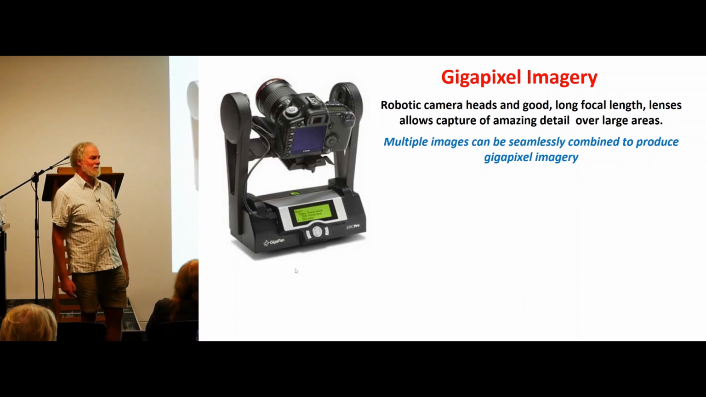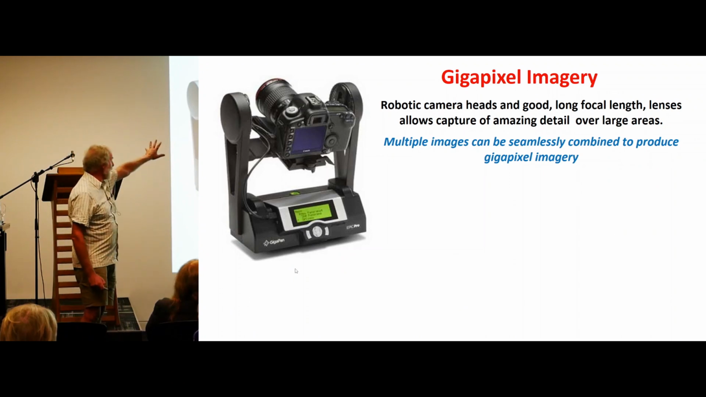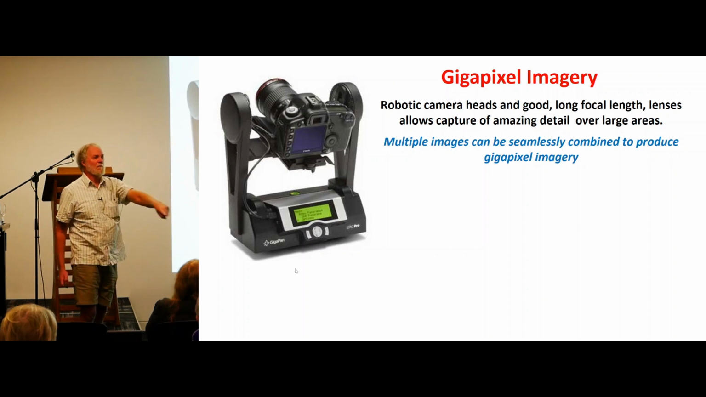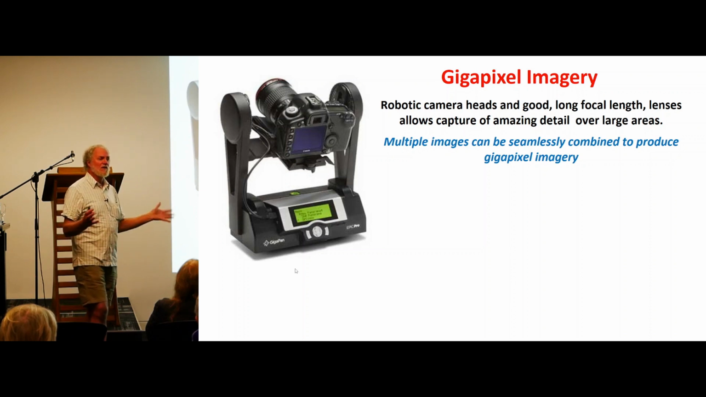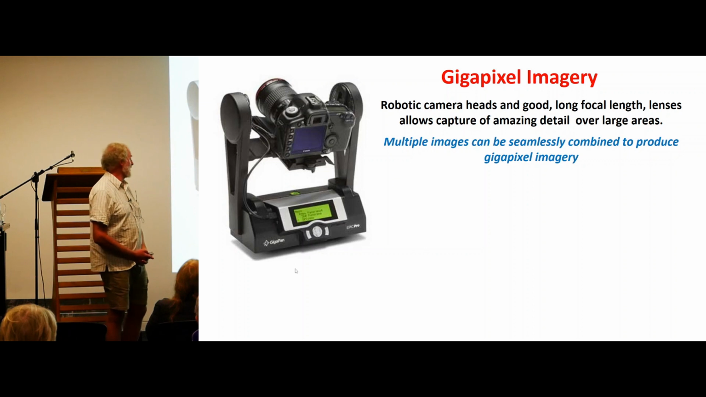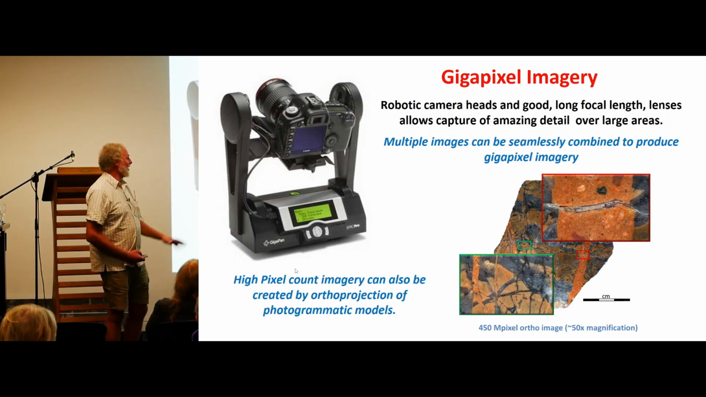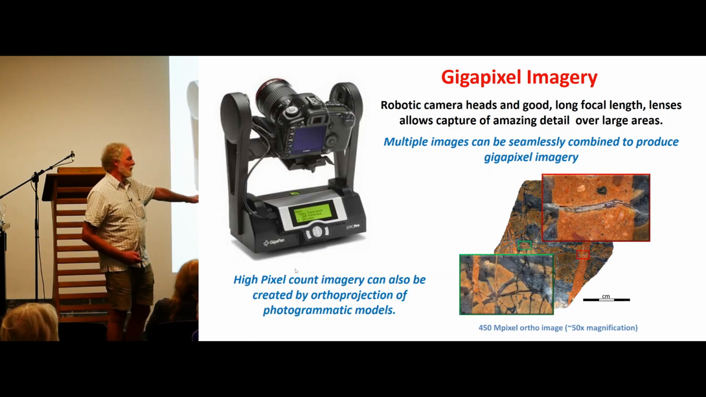One of these is called gigapixel imagery. Take a camera with a big lens, put it on a robotic camera head, tell it you want to tile up 500 images, and it'll go ahead and collect 500 images. We can splice them together and make images that have billions of pixels instead of millions of pixels. And we can also do the same thing from photogrammetry using what's called orthoprojection. But I'll show you examples of both of these.